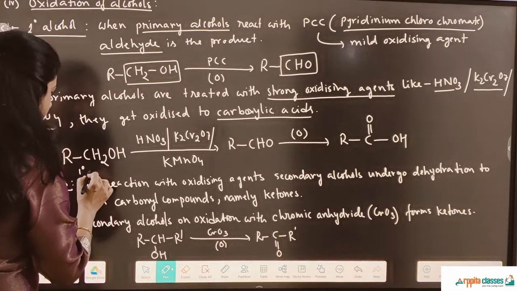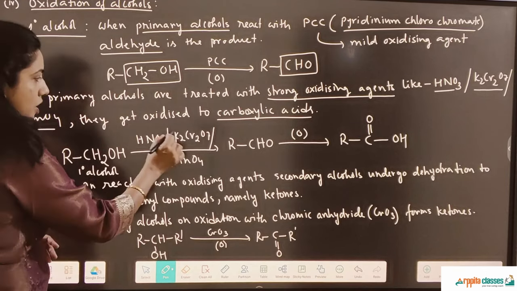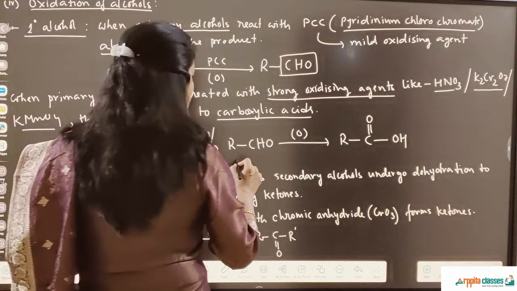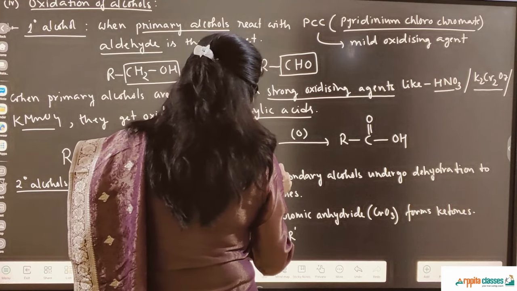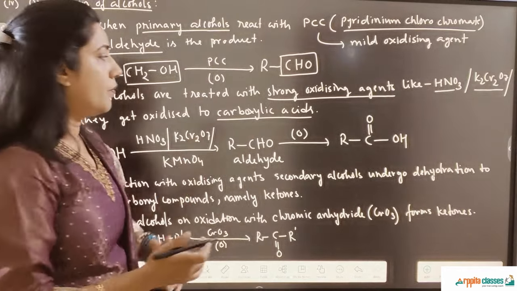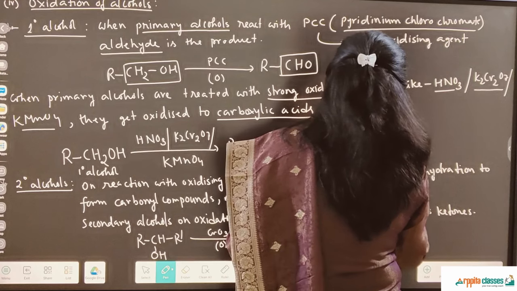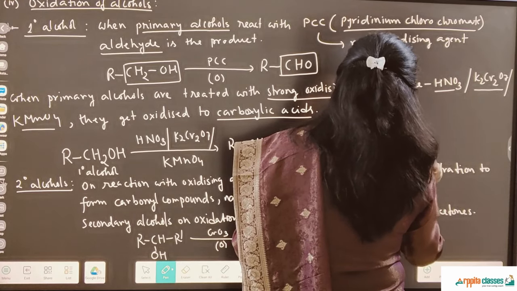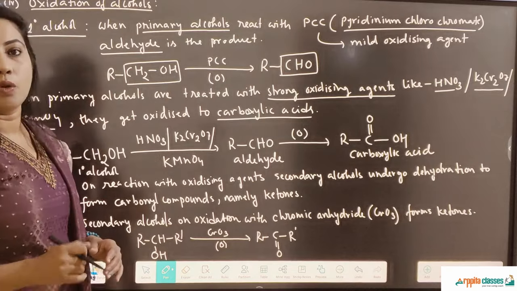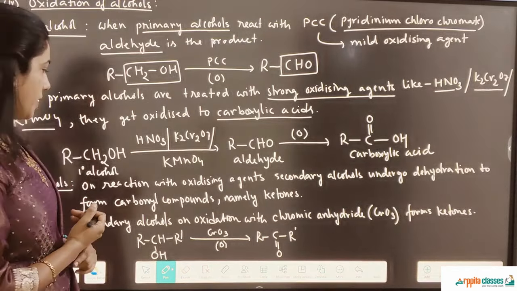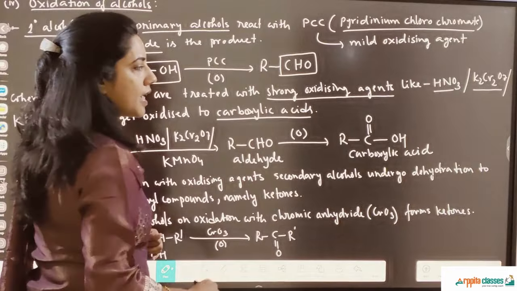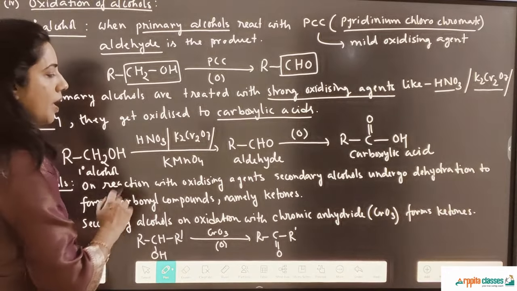So this is your 1 degree alcohol. When you are oxidizing with strong oxidizing agents like nitric acid, potassium dichromate or potassium permanganate, first aldehyde is formed. So the reaction goes via aldehyde, but you cannot isolate aldehyde because it will immediately convert into carboxylic acid. You cannot control the reaction and stop it at the aldehyde level. So if you want to get aldehyde from primary alcohol, you have to specifically use this reagent, that is pyridinium chlorochromate.